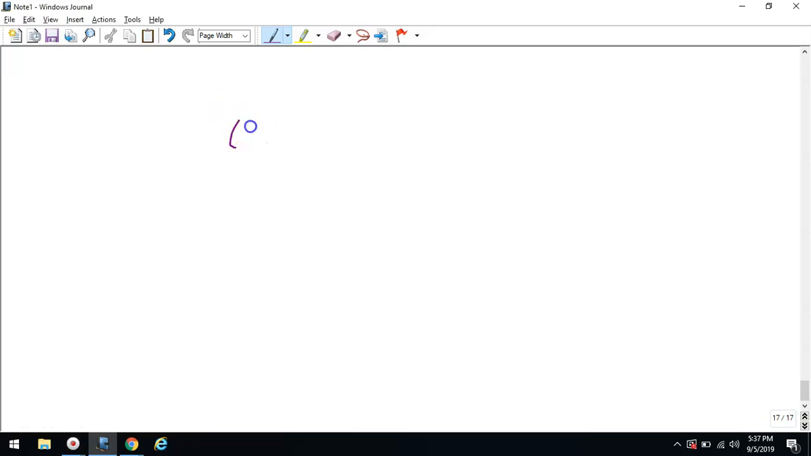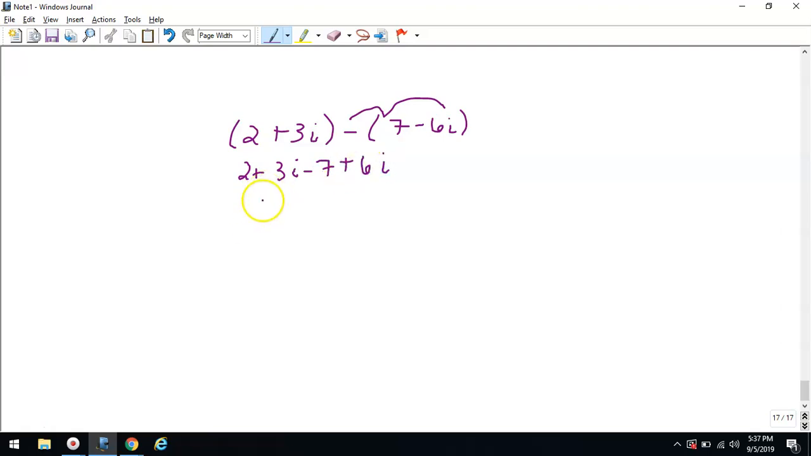The first one, remember we just treat i until we square it as a variable. 2 plus 3i minus 7 minus 6i. The only thing about this is that we need to distribute this negative here. So minus 7 plus 6i. Then combine our like terms, so we get negative 5 plus 9i, and we have a complex number.